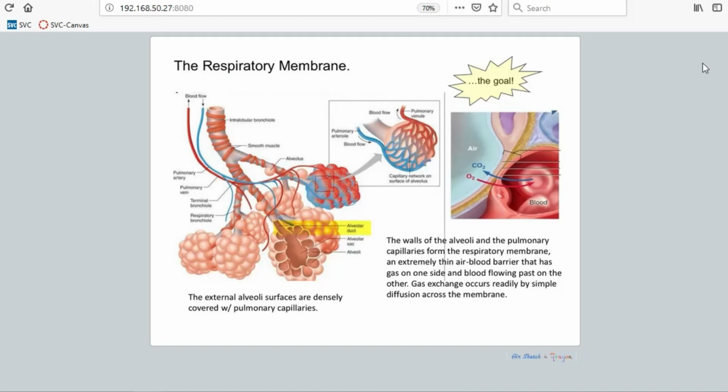So let's take a look at this membrane real quick. Well, first of all, these alveoli are just a single cell layer thick. That's simple squamous epithelium there. And so the respiratory membrane consists of the wall of the simple squamous epithelium in the alveoli. Here we have capillaries. What are capillaries made out of? Simple squamous epithelium. And so the wall of the simple squamous epithelium of the capillary also forms the respiratory membrane.